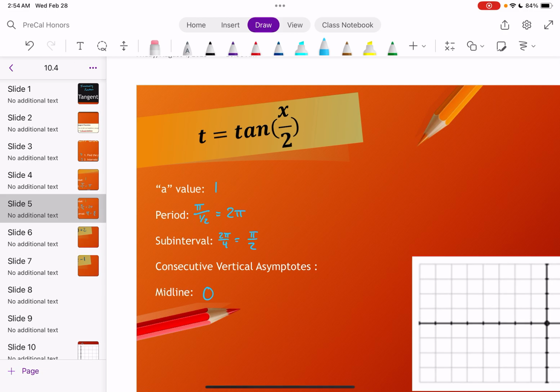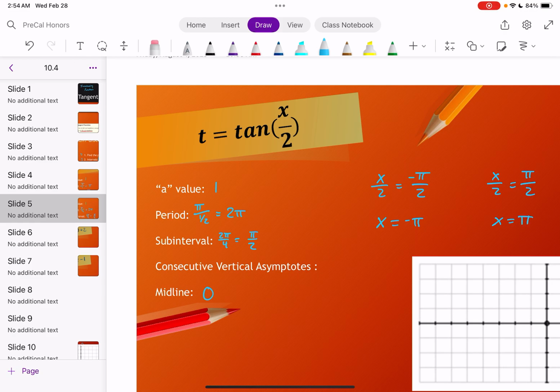We're going to go ahead and solve for our consecutive vertical asymptotes. In this case, x over 2 is equal to negative pi over 2, and we're going to do x over 2 is equal to pi over 2. In this case, we know that x is equal to negative pi and x is equal to pi.